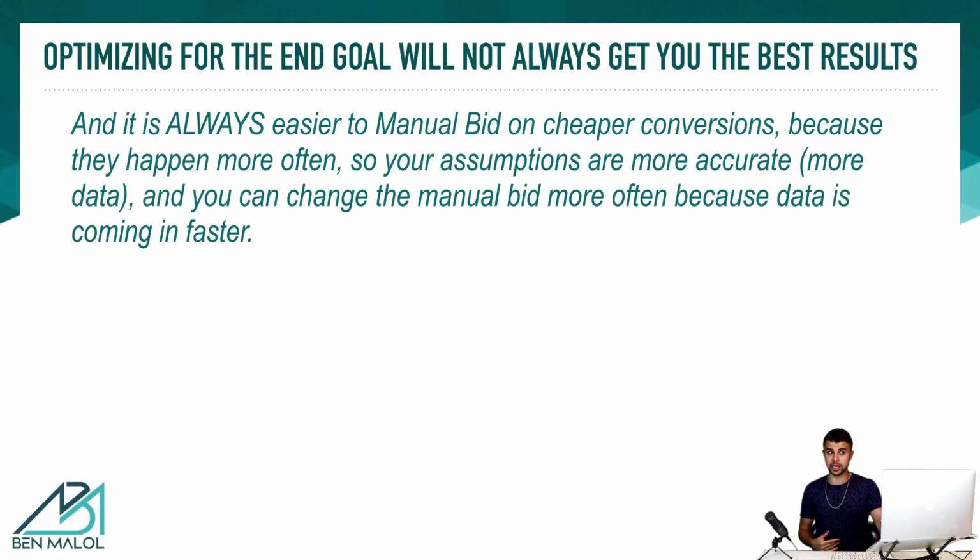That's why, let's say I'm optimizing for an add to cart, out of 4 purchases I'll be getting about 20 adds to cart. So when I look at that, it's a much easier number to look at and actually assume if I should increase the bid, decrease the bid, or if this ad set is actually working, because 20 conversions is much more than 4. Which essentially means that I can play with the bid much more easily. And you can change the manual bid more often because data is coming in faster.